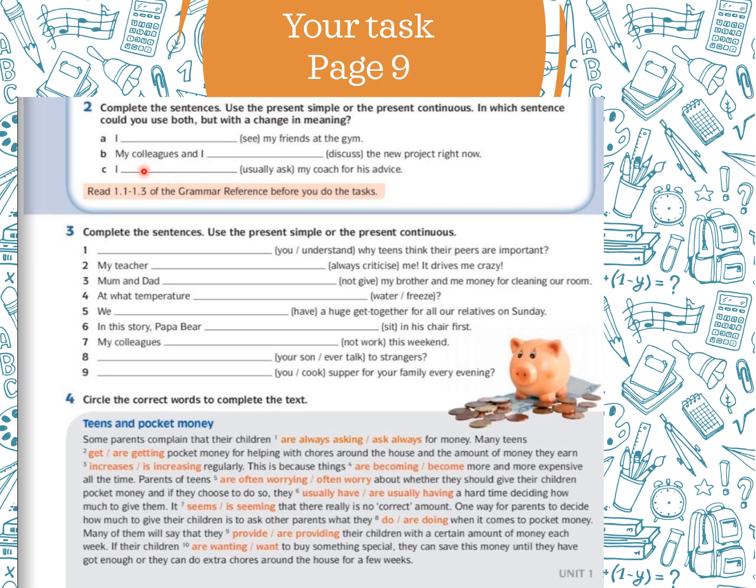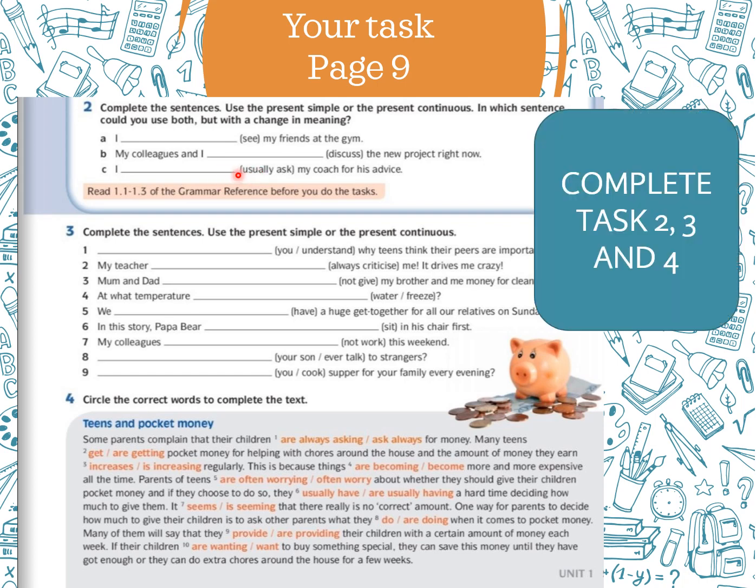So, now look at C. You can see in the bracket, usually ask. I usually ask. Okay. My coach for his advice. Okay, usually bermaksud apa? Biasanya, selalu. Okay, kerap. Jadi ini adalah habits. So kalau habits, okay, ada tak indikator di sini yang menunjukkan dia sedang berlaku? Ada tak masa seperti right now? Tak ada. So ini mestilah present tense.